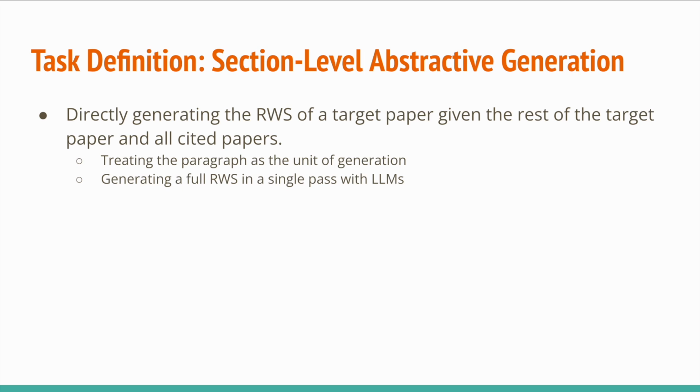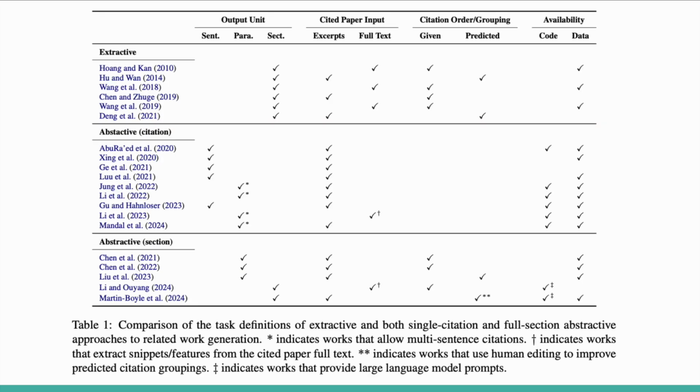Finally, section-level abstractive generation refers to directly generating the related work section of a target paper given the rest of the target paper and all the cited papers. Some works treat the paragraph as the unit of generation, while other works using LLMs generate a full related work section in a single pass. This table is a comparison of the task definitions of extractive and both single citation and full section abstractive approaches to related work generation. You can pause the video to take a closer look.